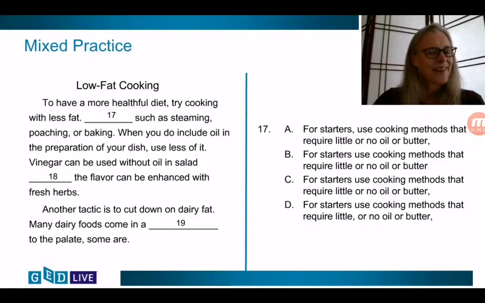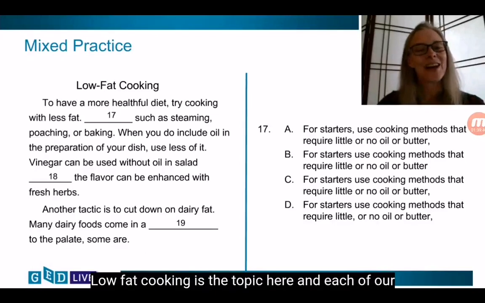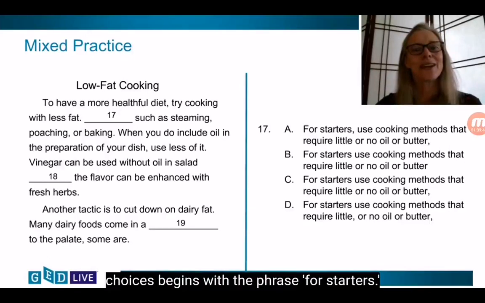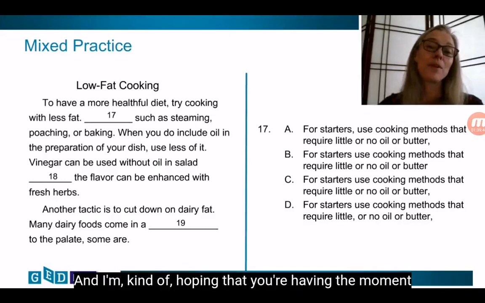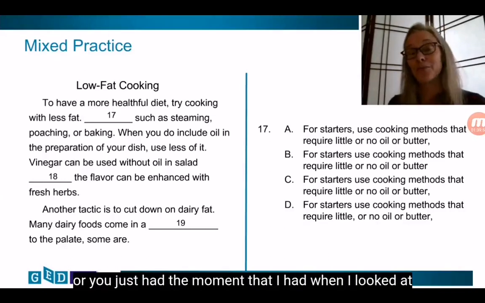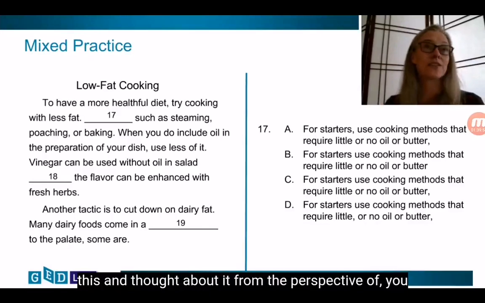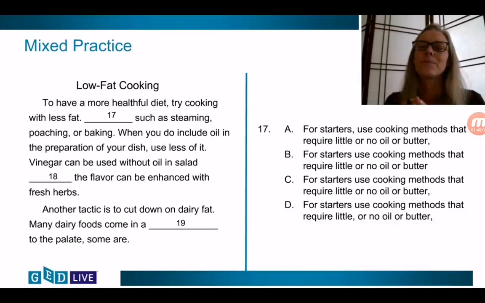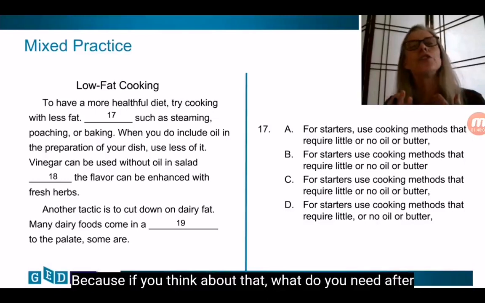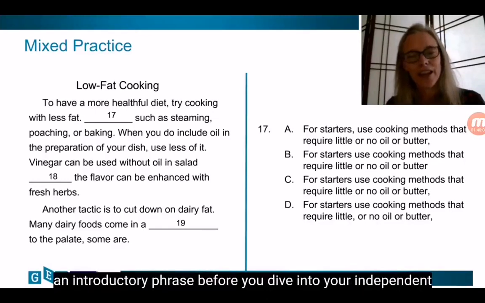So, all right, low-fat cooking is the topic here, and each of our choices begins with the phrase "for starters." And I'm kind of hoping that you're having the moment, or you just had the moment that I had when I looked at this and thought about it from the perspective of, I have an introductory phrase, "for starters." Because if you think about that, what do you need after an introductory phrase before you dive into your independent clause?